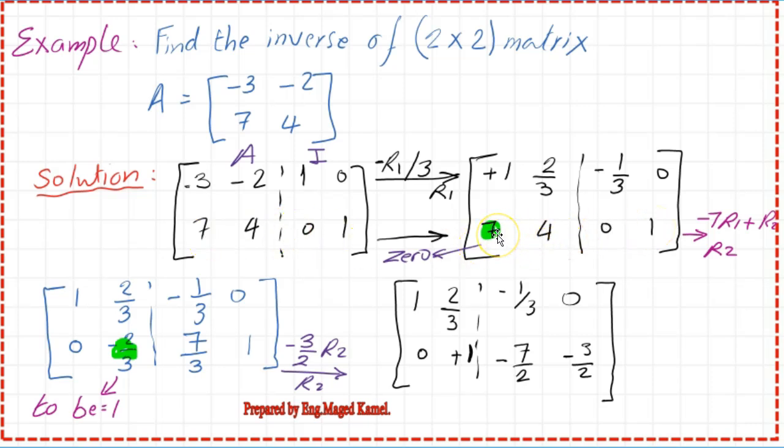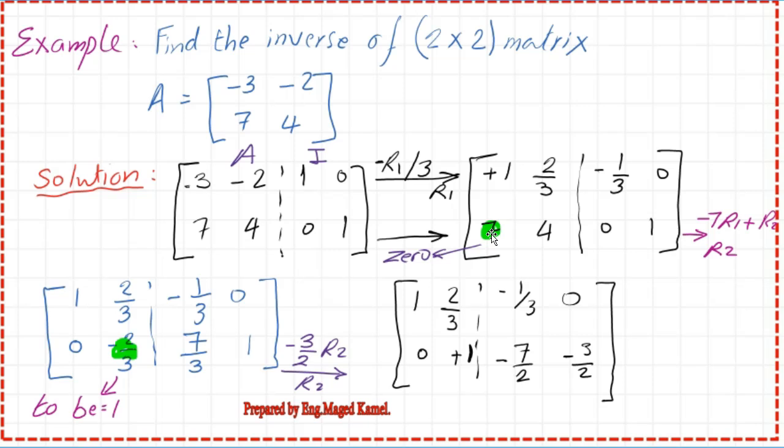We will move to the second row, first element. We want this element to become 0 because we want to have an identity matrix here. We have 1, 1, 0, 0. We need 7 to become 0.